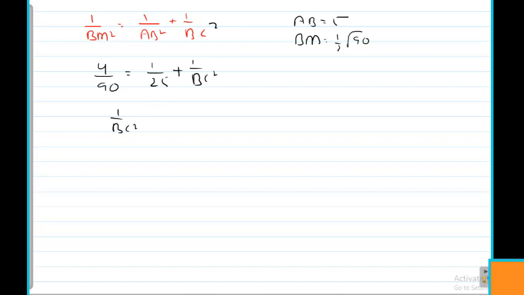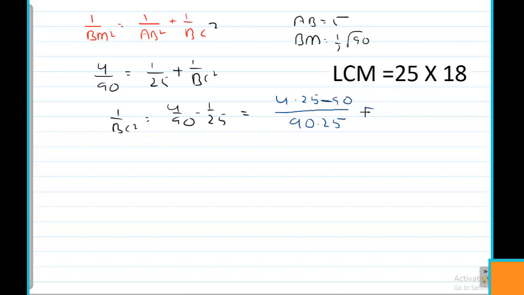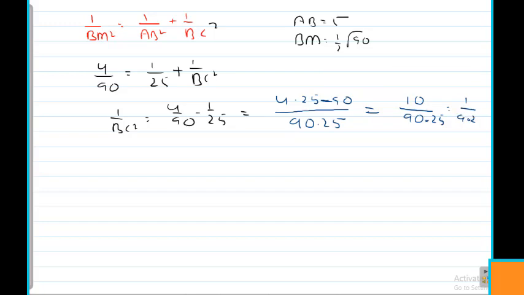So 1 by BC squared equals 4 by 90 minus 1 by 25. Just take the LCM, 90 into 25, no need to simplify. This is 4 into 25 minus 90, which is 100 minus 90, 10. So 10 by 90 into 25 equals 1 by 9 into 25. This is 1 by BC squared, so BC becomes 3 into 5, which is 15.